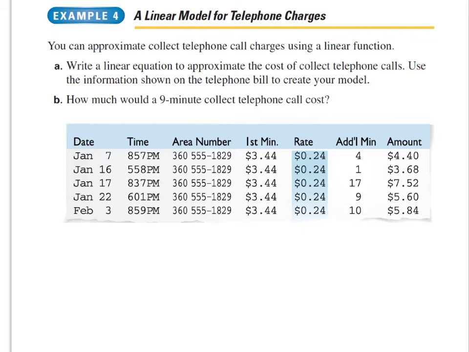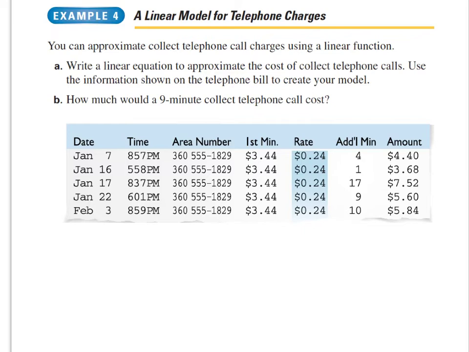And if you look at the bill, you can see for each of those dates, the first minute is 3.44. It's a fixed cost. And then there's a rate for each additional minute, which appears to be 24 cents for each additional minute. So again, that's a linear relationship because of that constant rate of change.